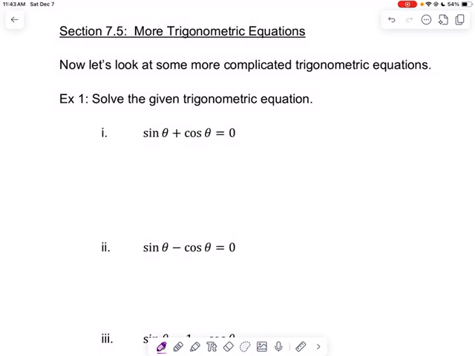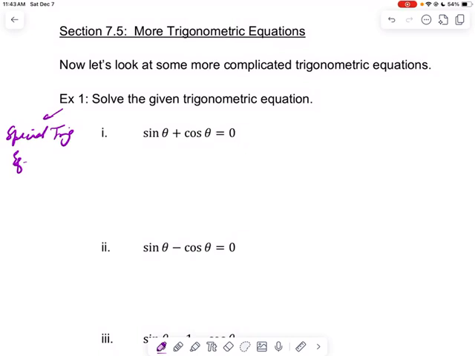We can say more complicated, but in example 1 we will be looking at something I would call some special trig equations, because these will be done a little bit different way. So first example, sine of theta plus cosine of theta is equal to 0.